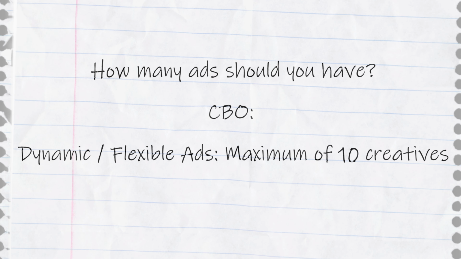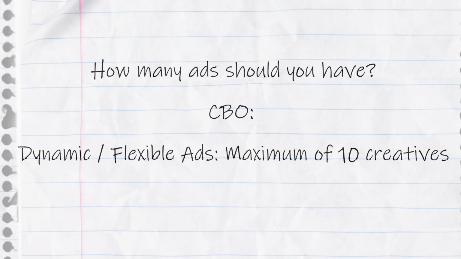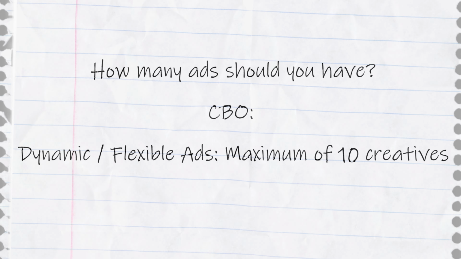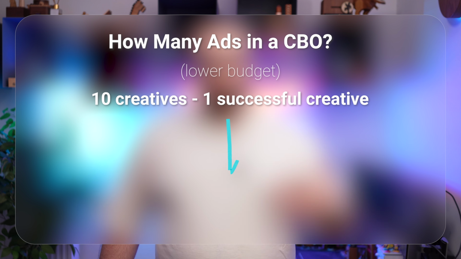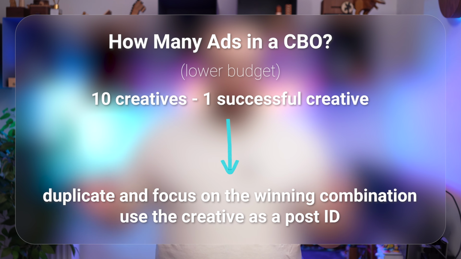On CBO campaigns, we know that either we're going to do dynamic creative ads, which is pretty easy, and up to 10 creatives. A lot of people are talking about the 3-2 method and stuff. I just don't think that it's hurting you if you put 10 creatives. The only thing that I have seen through the years is that if you have 10 creatives and you see one of them working really well, if you have really small budgets, then you can duplicate in your next campaign and just focus on the combination that's working, or use it as the post ID. Other than that, if you have bigger budgets, I don't find any reason for putting 3 or 4 or 5 creatives instead of 10. It's going to be totally fine.